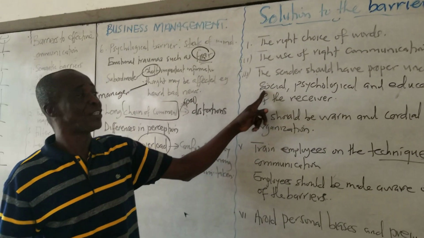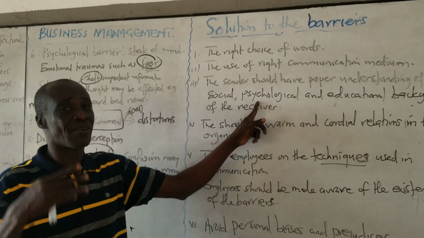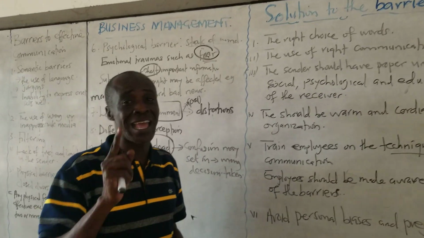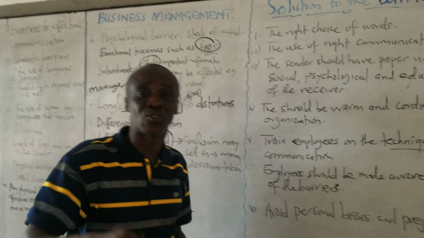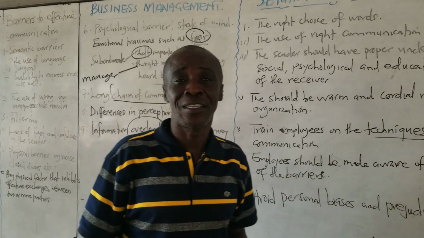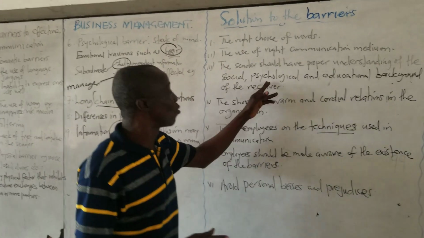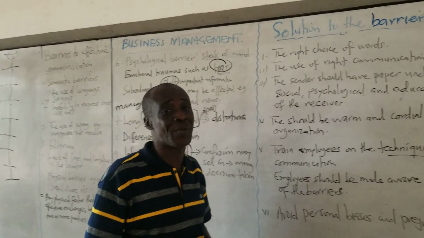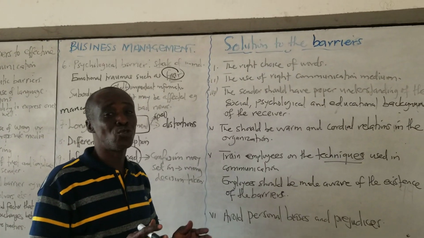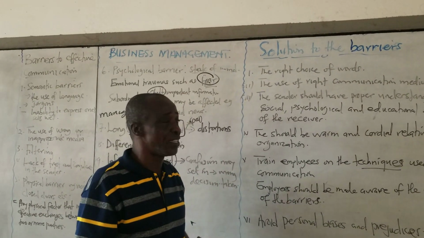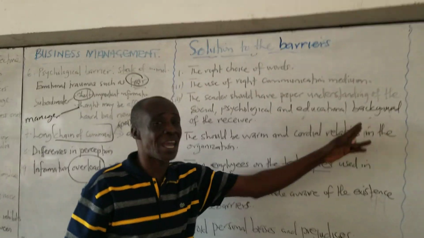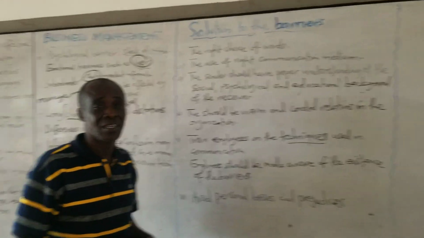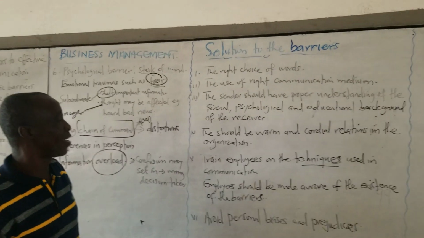Now, if you know the psychological background, there are certain times, as I told you one time, it is not any time you can give certain message to somebody. So you have to know the psychological background of the person. You have to know the social background of the person. And that will enable you to know how to communicate effectively with them. If you know the educational background of the person, that one will even help you to use the right words. So that is for the next one.